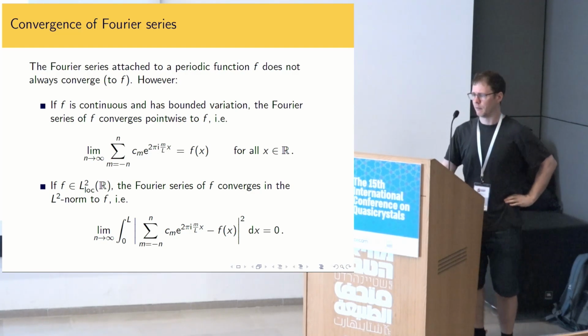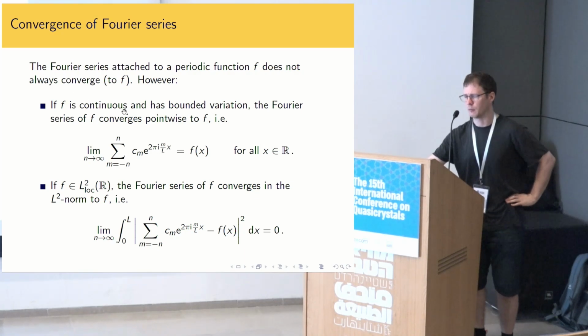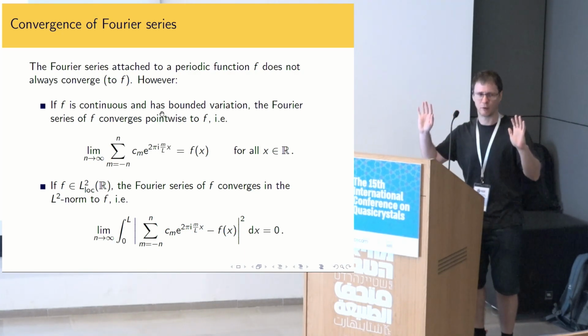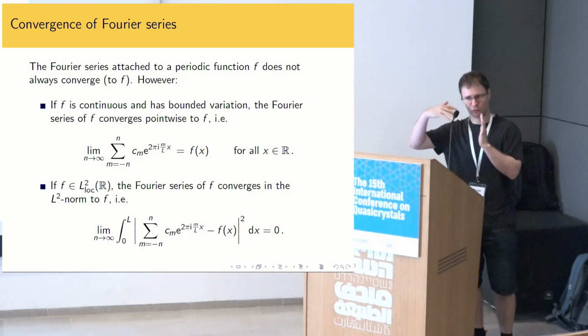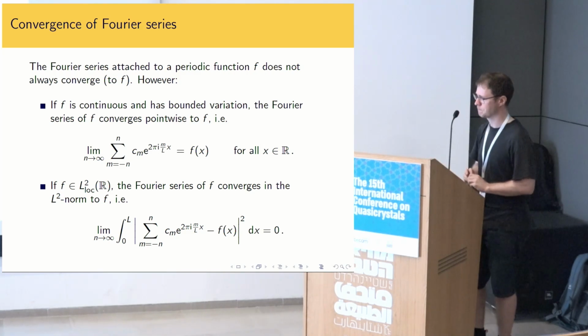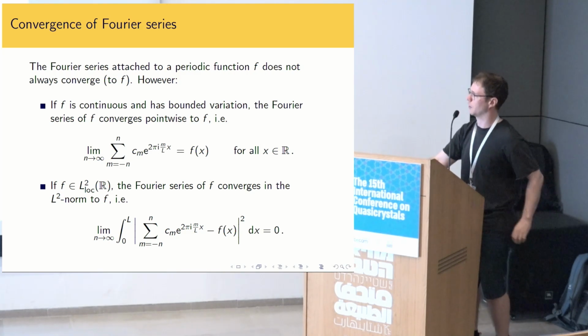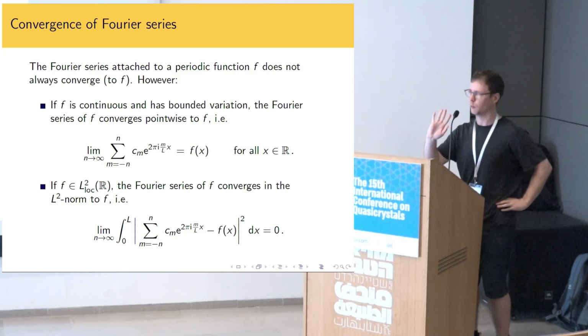But in many situations, we're in the good case, where the function f is continuous and bounded. Then we get exactly what we hope we would get, that the Fourier series converges pointwise to the function f. But just as a side note, we sometimes have to be careful.